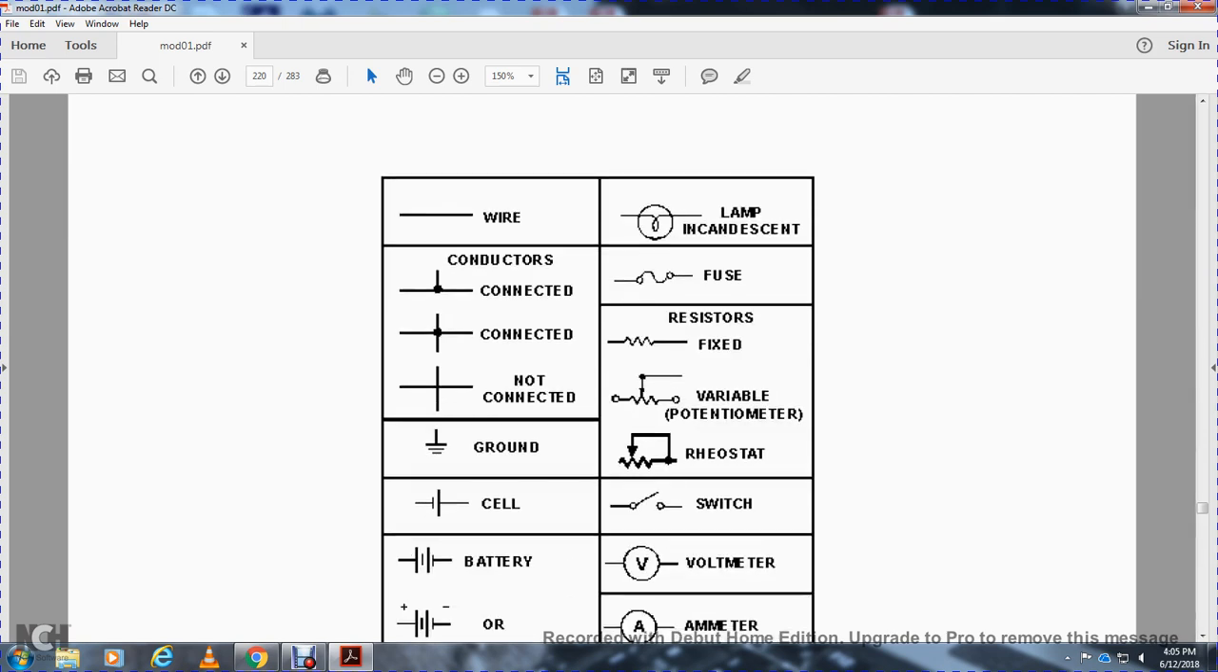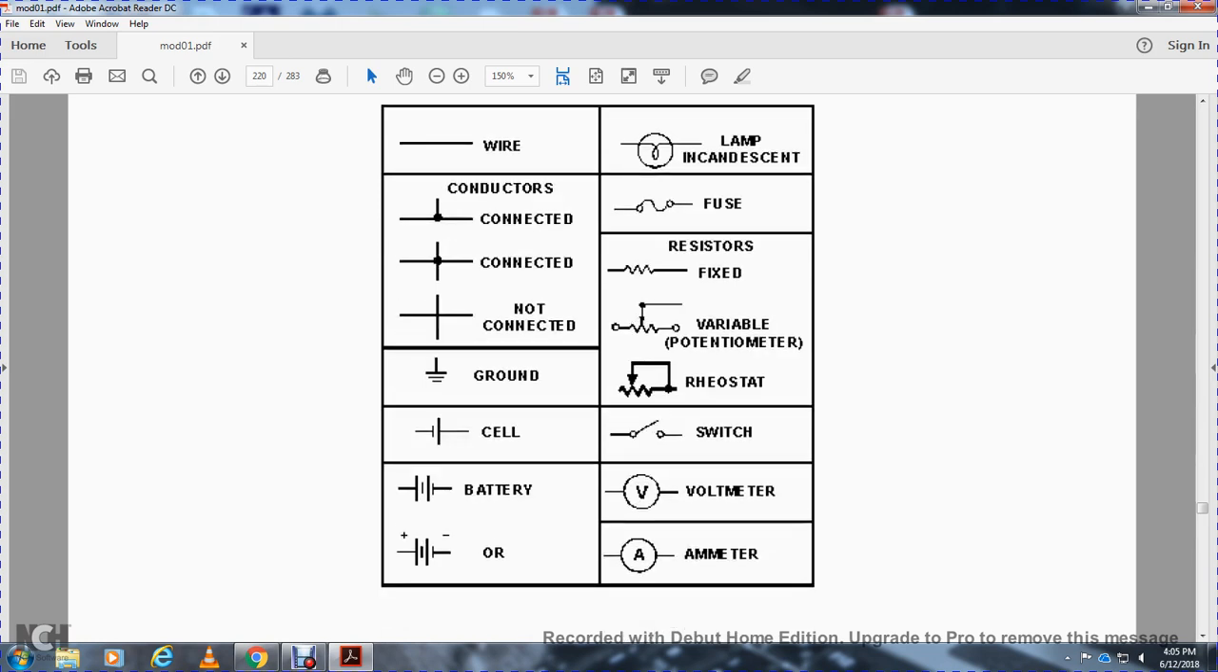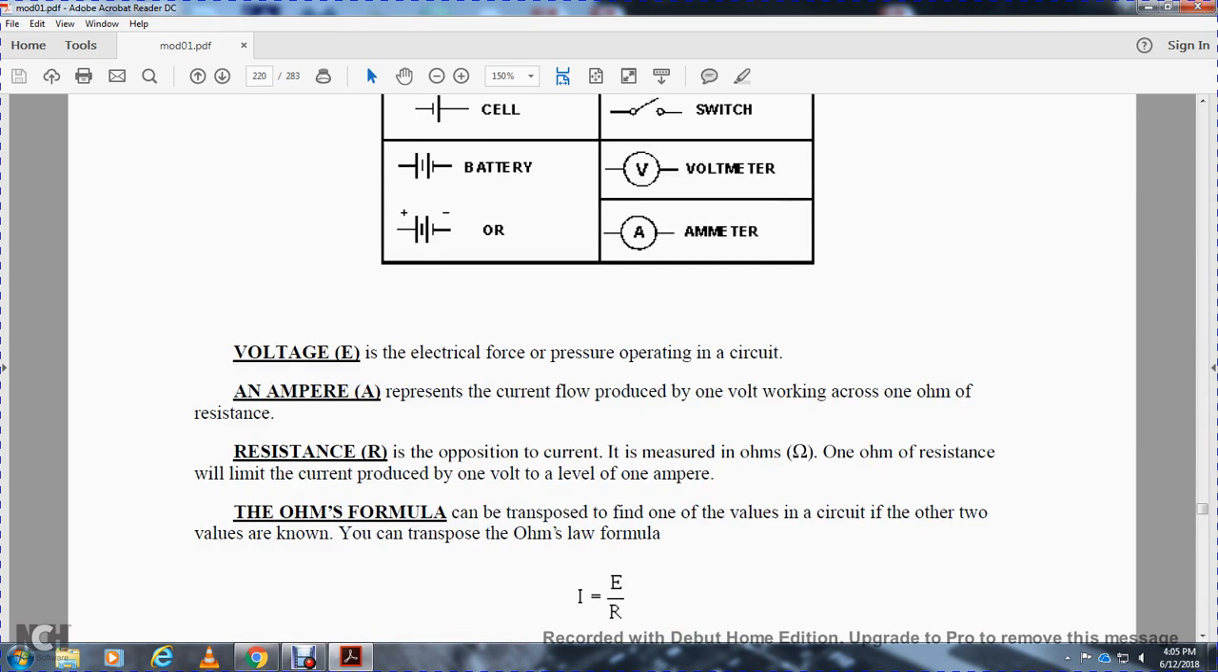The switch is a two-ported symbol breaking a line with a door swing. Voltmeters are a V in a circle, and ammeters are an A in a circle.